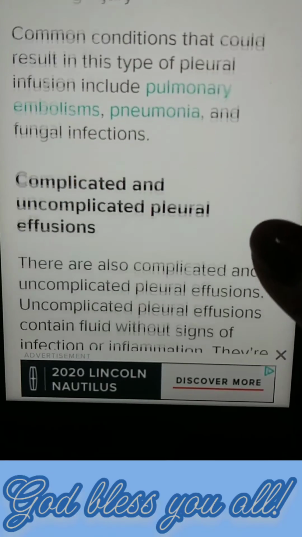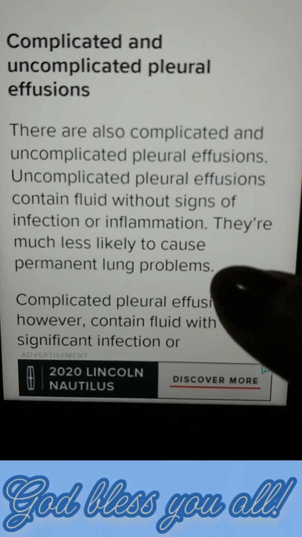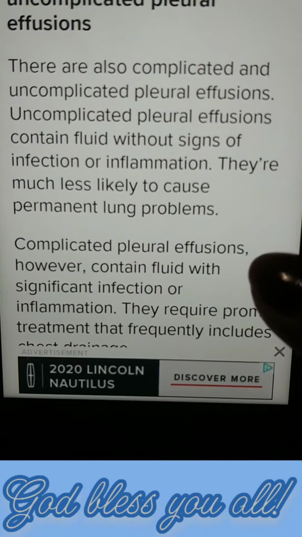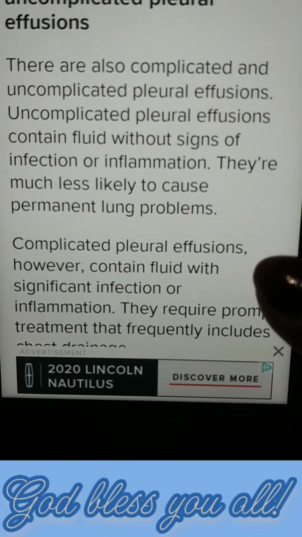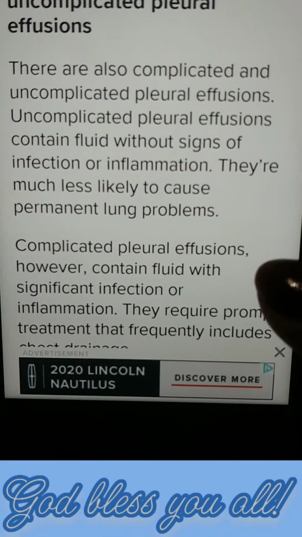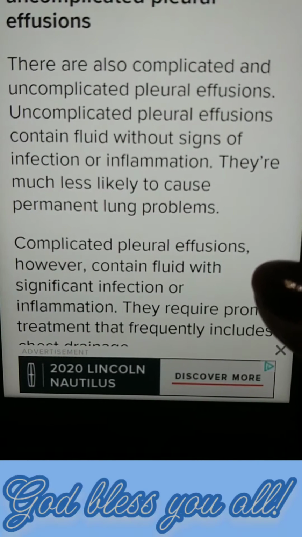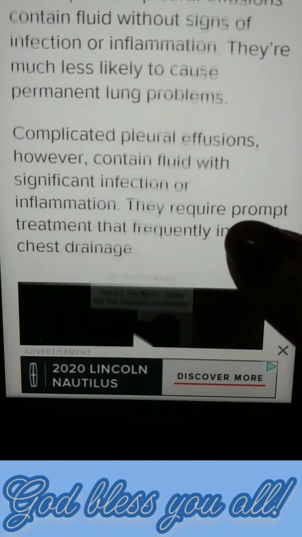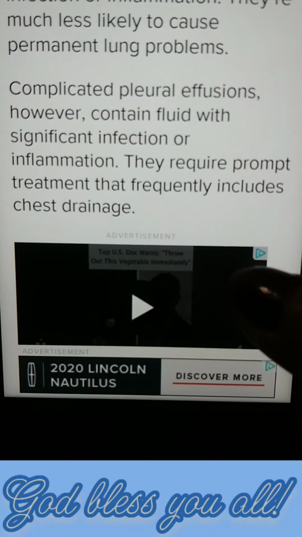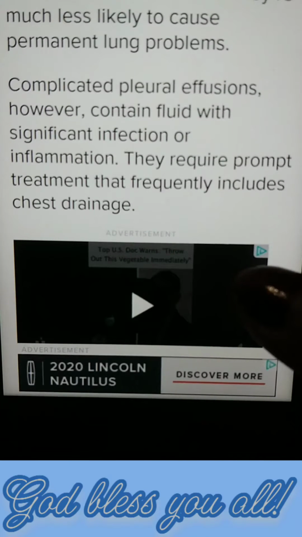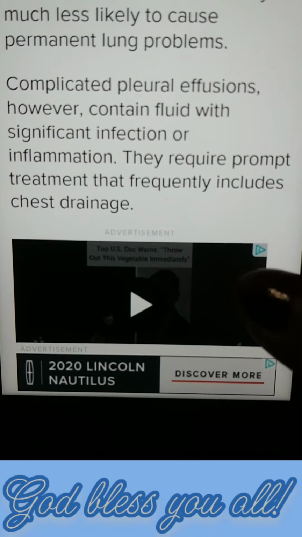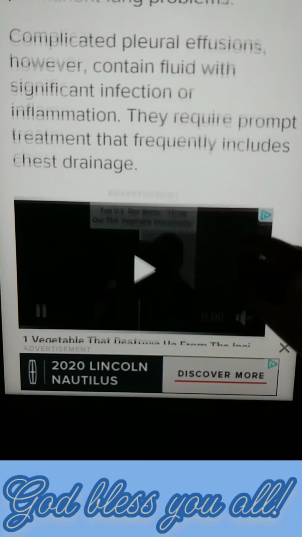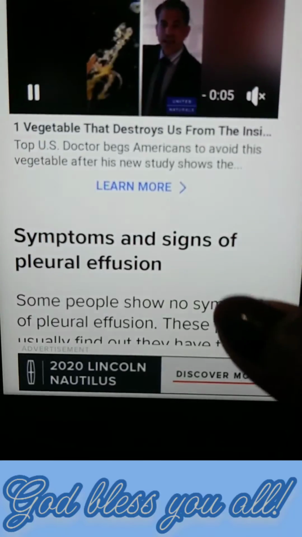Complicated and uncomplicated pleural effusion. There are also complicated and uncomplicated pleural effusions. Uncomplicated pleural effusions contain fluid without signs of infection or inflammation. They're much less likely to cause permanent lung problems. Complicated pleural effusions, however, contain fluid with significant infection or inflammation. They require prompt treatment that frequently includes chest drainage.